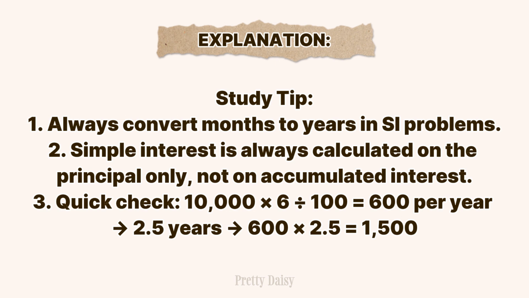Study tip: always convert months to years in simple interest problems. Simple interest is calculated only on the principal, not on the accumulated interest. Quick check: 10,000 times 6 divided by 100 equals 600 pesos per year. For 2.5 years, 600 times 2.5 equals 1,500 pesos.